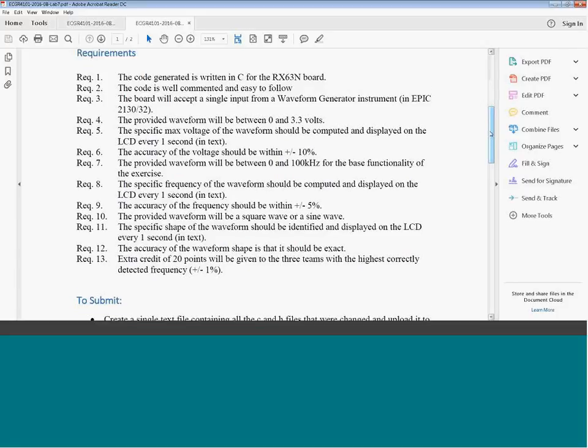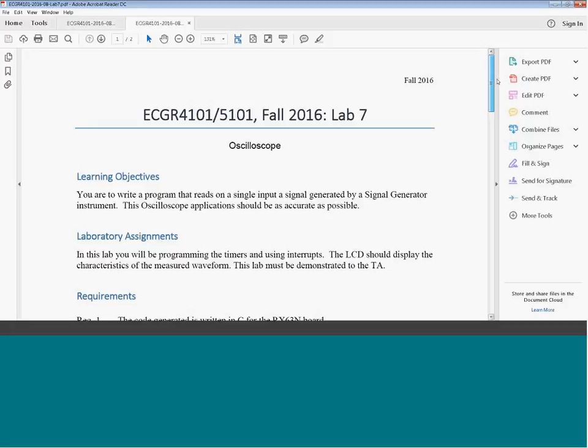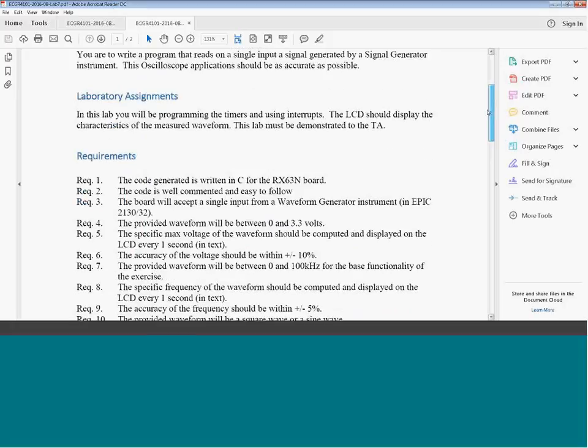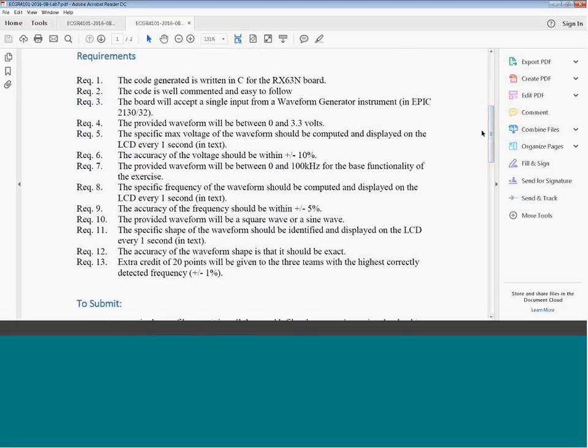By the way, the assignment is that the students will use, in this case, the Renesas RX63N board. From the board, they will create an oscilloscope, which means they'll need to use the digital input. They'll need timers. They'll also need the LCD to be able to put information up on the screen. And I say they have to use C and C++. They need to use the input from a waveform generator instrument that we had in our lab.